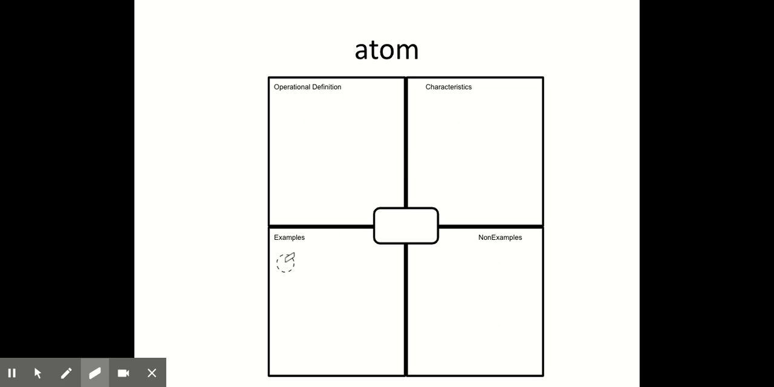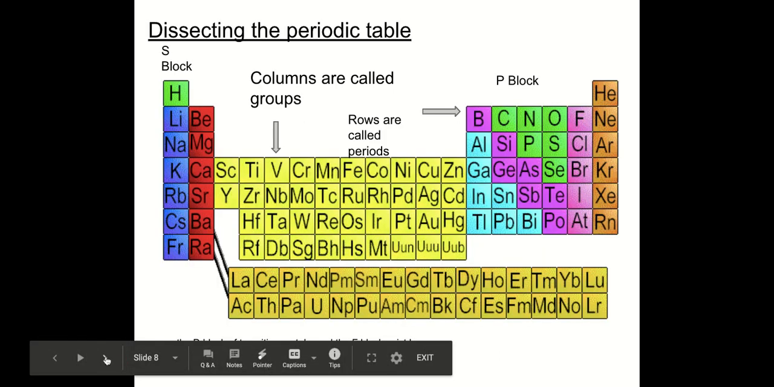Examples: hydrogen, helium, oxygen, nitrogen, carbon, boron. Non-examples: H2O, CO2, proton, electron. So I did 2 molecules on top and then 2 subatomic particles below that. So those would be non-examples of an atom. I think we'll do one more here and then I will save the rest for our next slideshow.